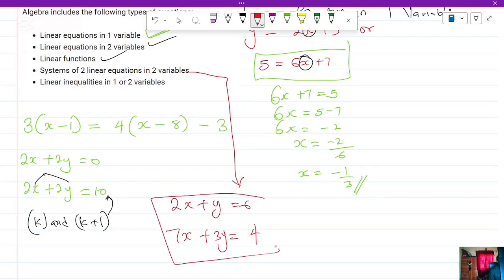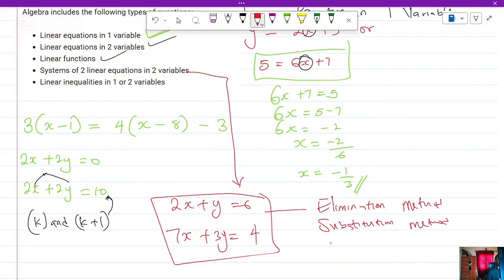So this is what we call simultaneous equation, where you can solve with elimination method, you can solve with substitution method, you can solve with graphical method, or you can solve with Cramer's rule. But for SAT, it is advisable that you know at least these three, so that it will help you in dealing with questions like this under SAT.